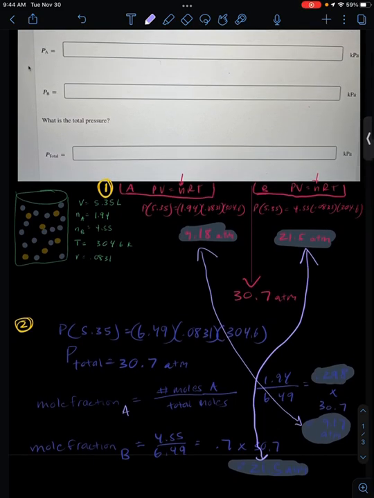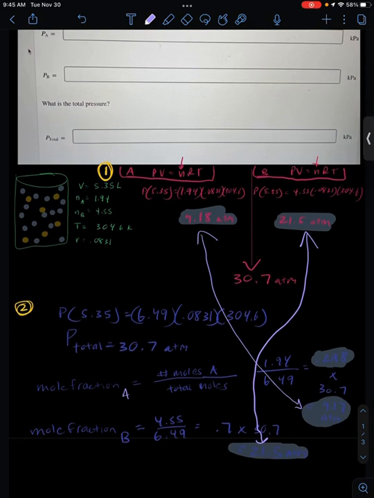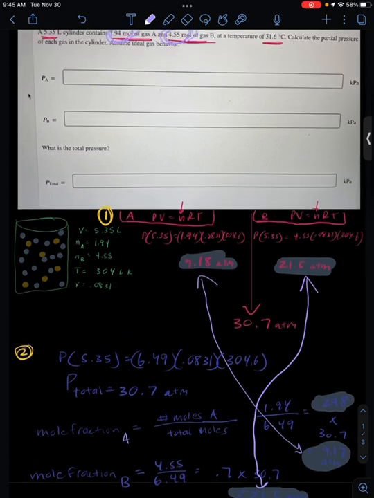So with a question like this, you could do it one of two ways. You can figure out the pressure individually by using each individual number of moles in the ideal gas formula, or you could add up the moles and then figure out the mole fraction and then solve it like that.